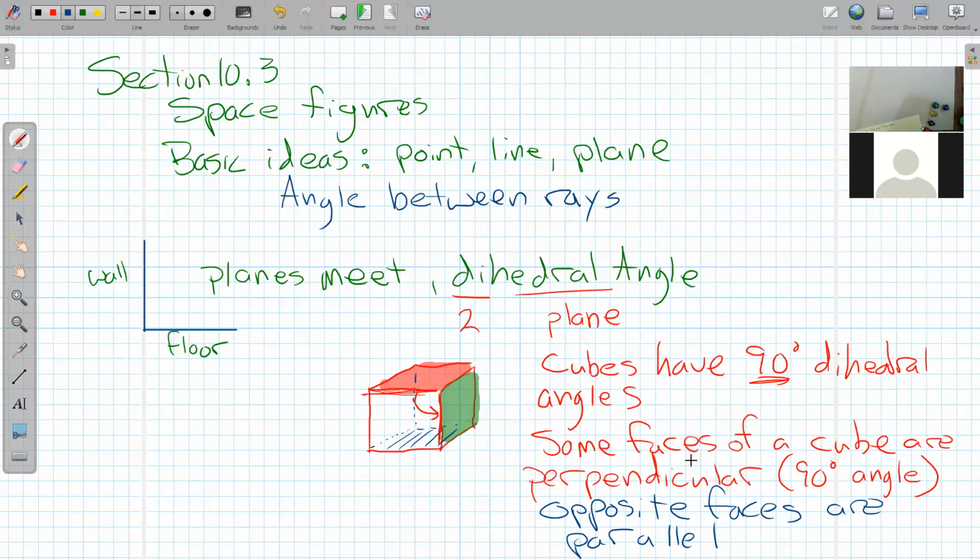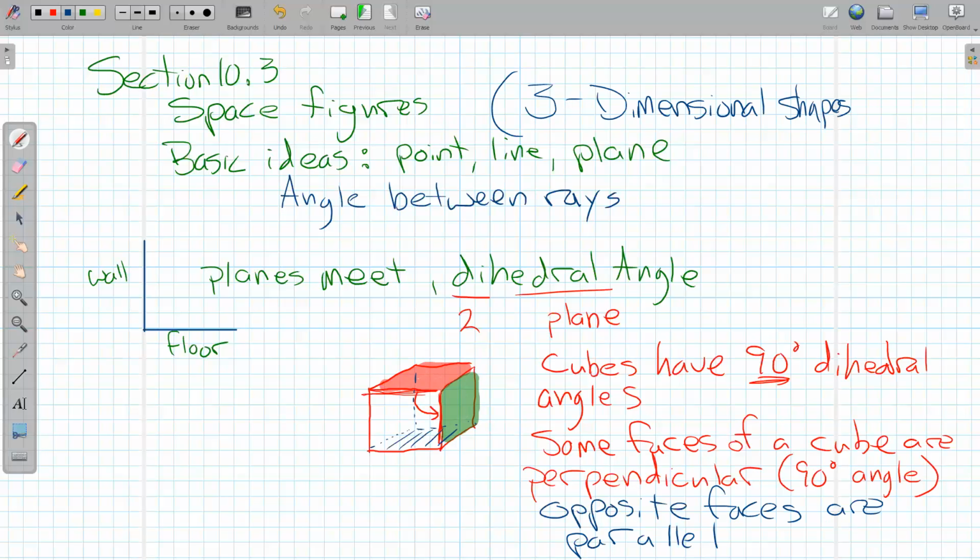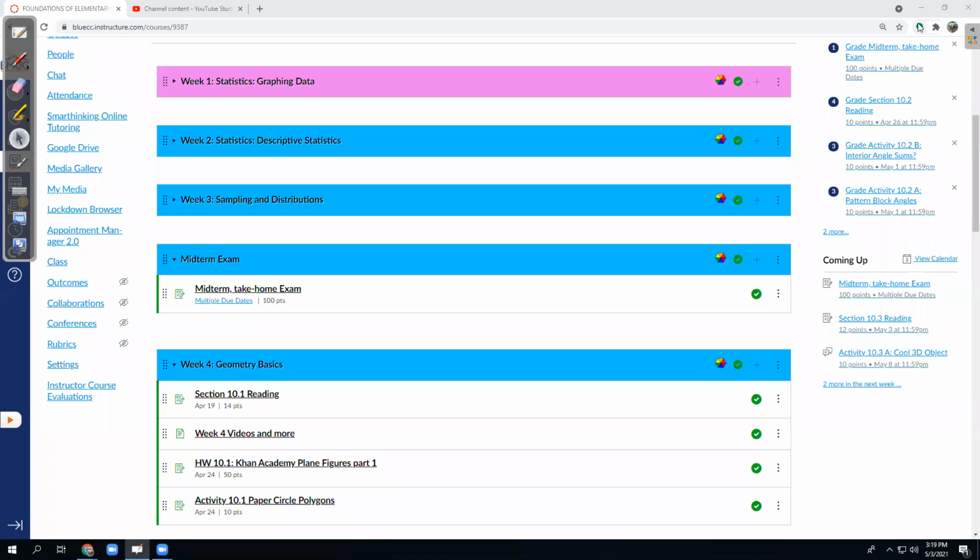So just like with lines, some of the things we know about angles, perpendicular and parallel, they come up again when we talk about 3D shapes instead of 2D shapes. So again, the space figures here, we're doing 3-dimensional shapes. Now, there's, again, tons of different kinds of three-dimensional shapes out there. We're first going to focus on a kind of shape called polyhedra.